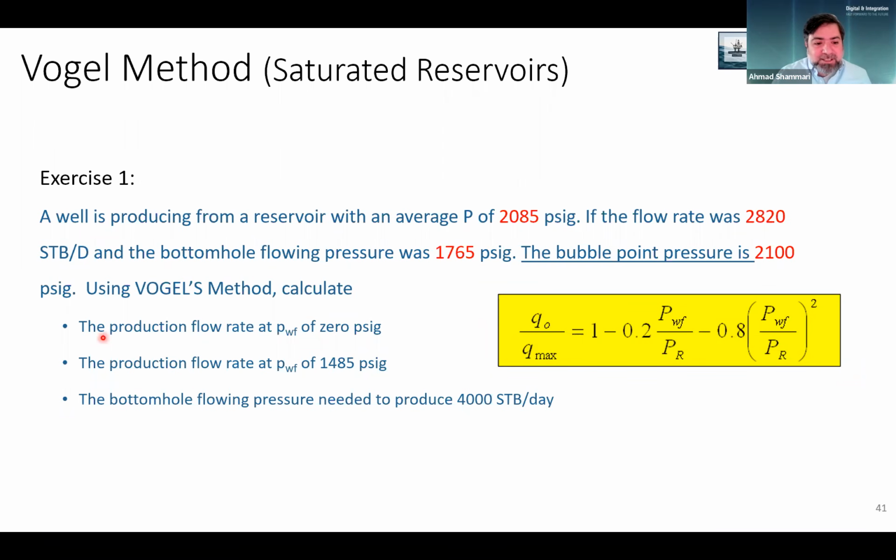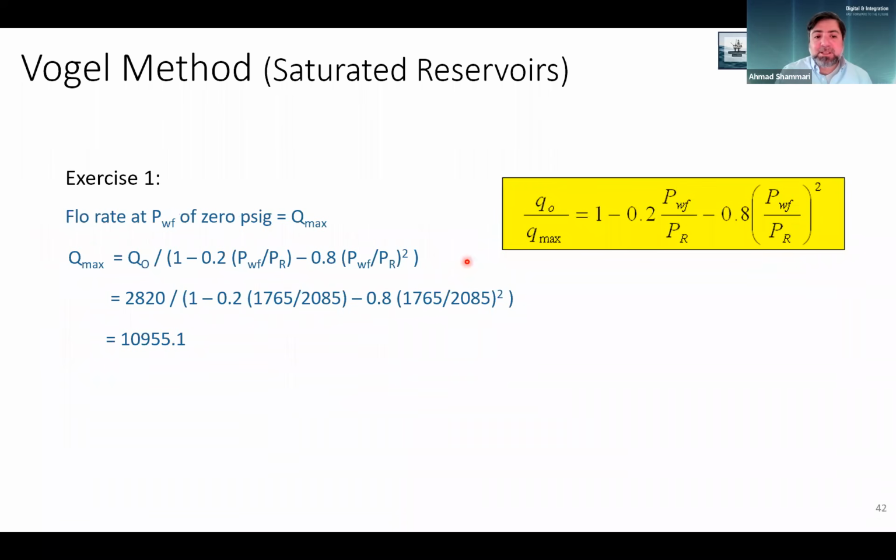This question is a trick, by the way, because the first thing that will come to mind is to simply plug 0 here and then I will get it. But this will give you nothing, because this will simply say Q equals Qmax. You will not be able to know how much the flow rate is. So this term here is Qmax, correct? How do I get Qmax? I have to plug in these two numbers.